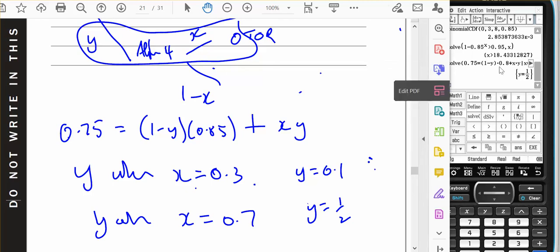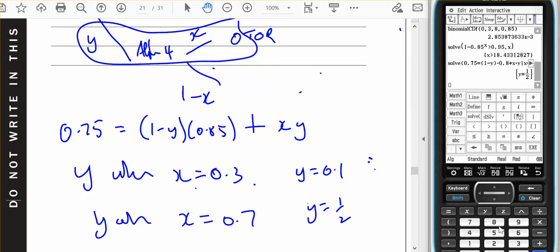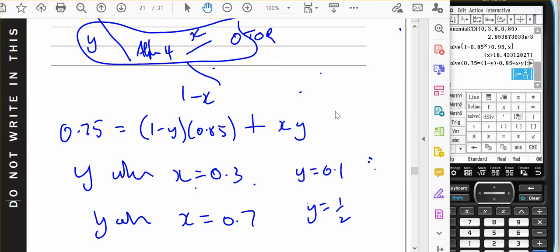Double checking my work, I missed my 0.75 here. So I'm going to do that again. That gives me 2/3 at 0.7. And at 0.3, that gives me 2/11. So y goes between 2/11 and 2/3.